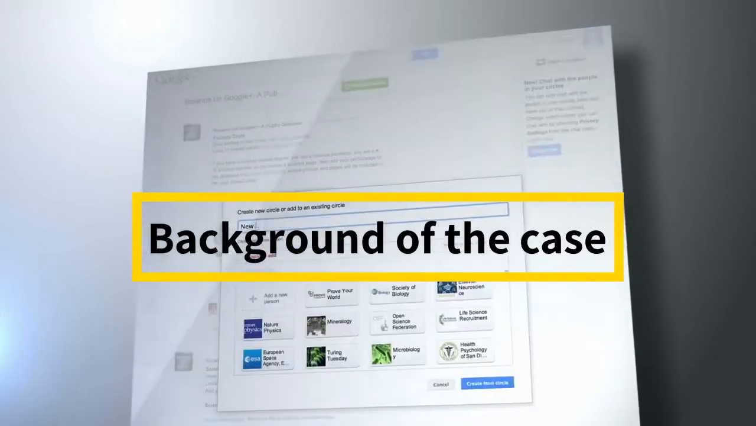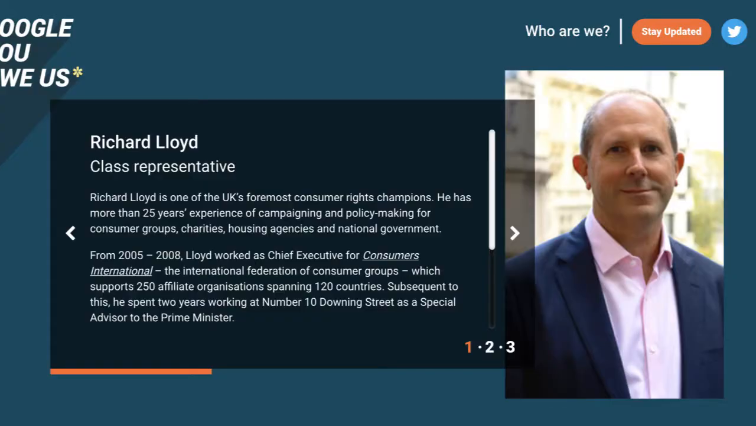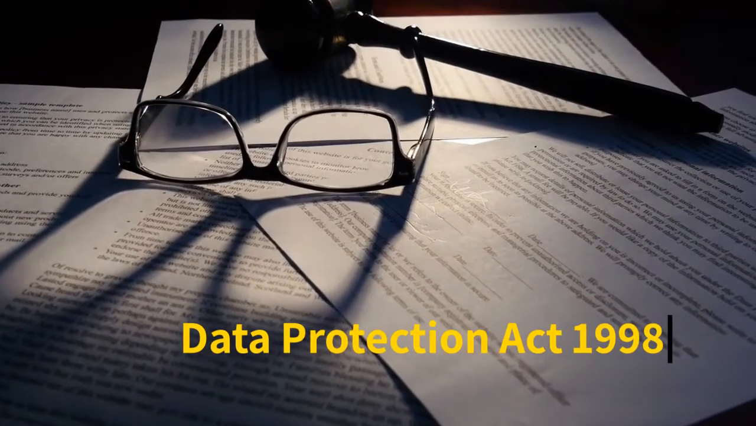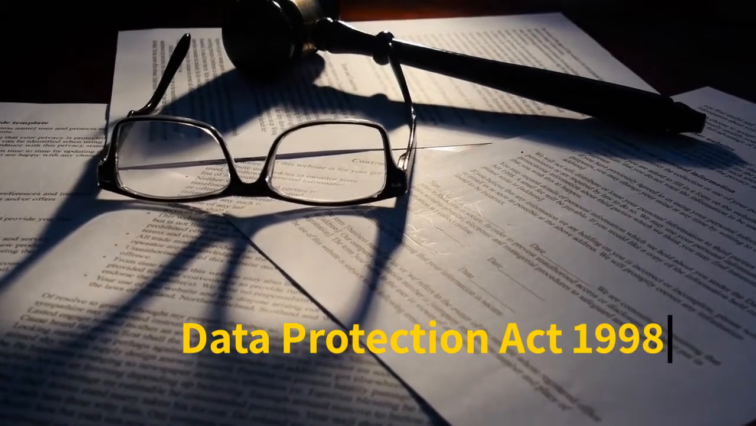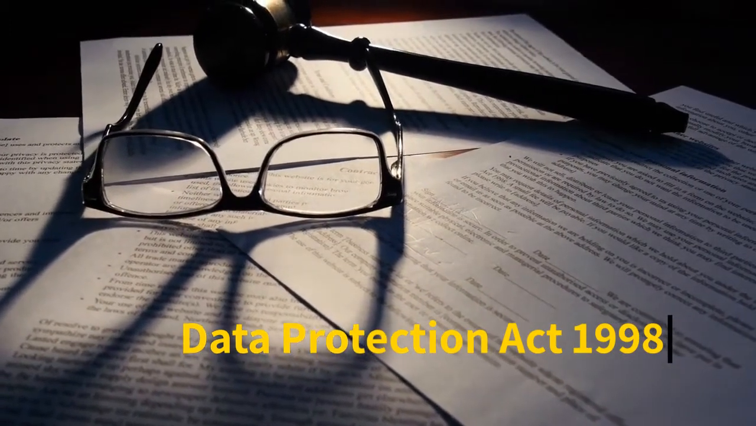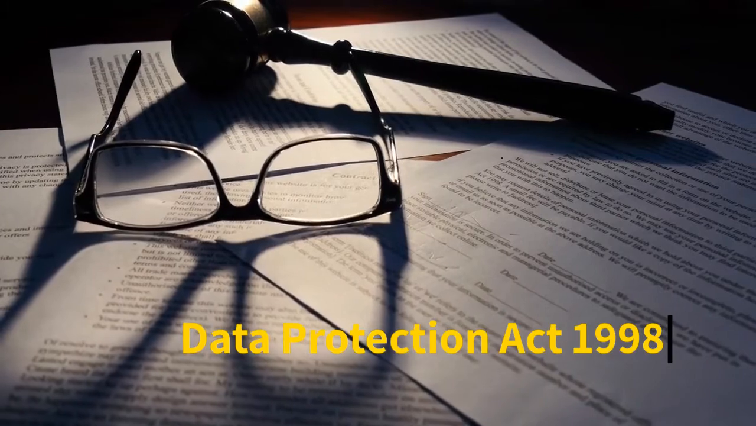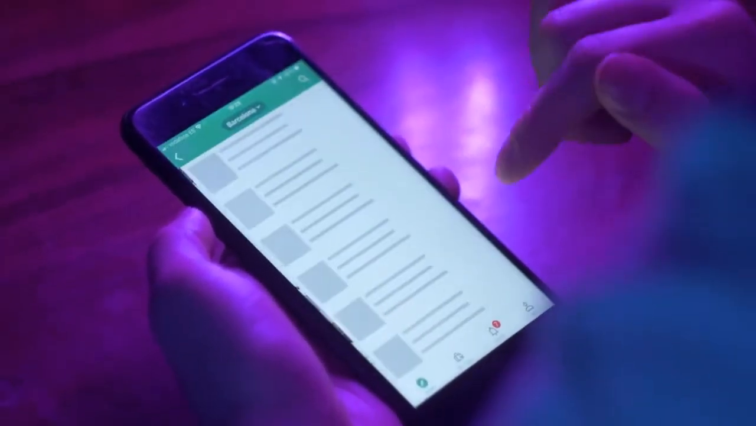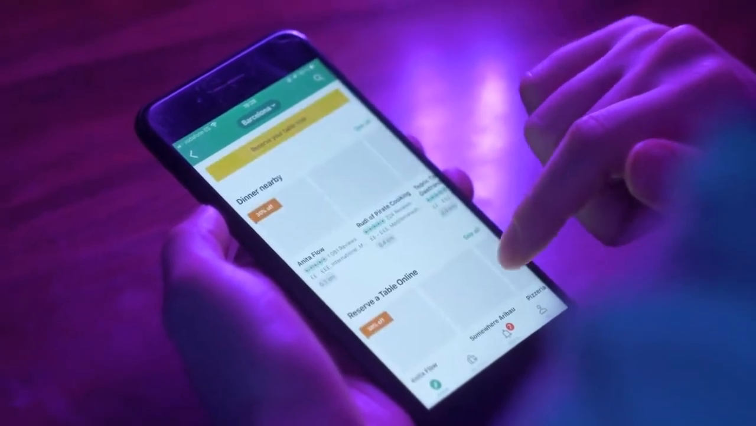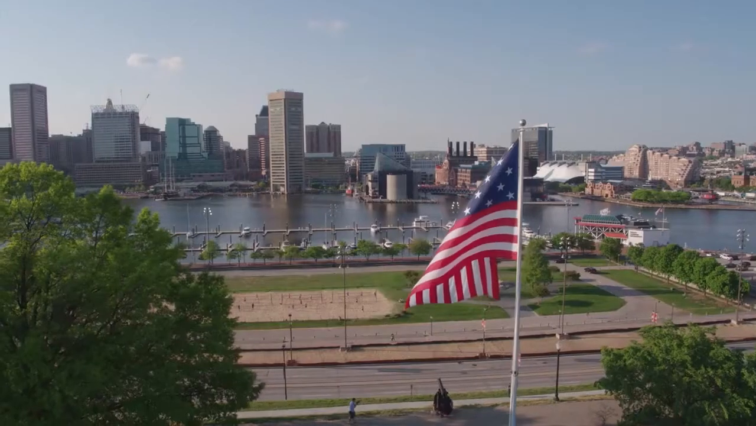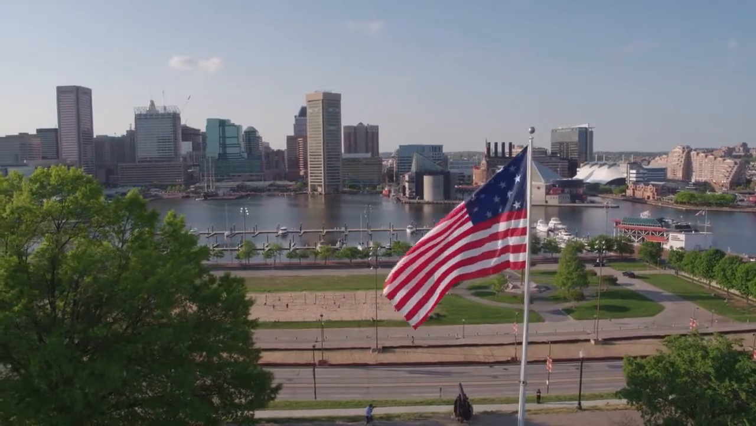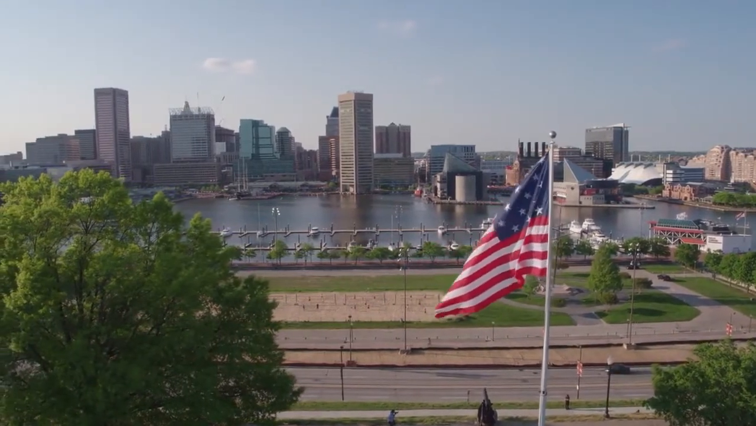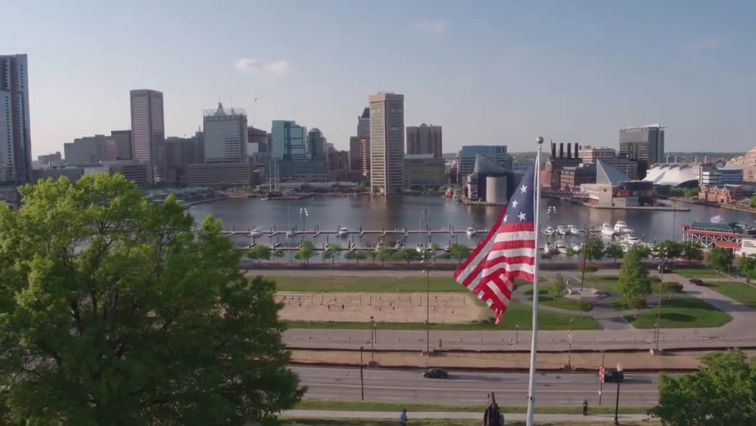The claim was brought by Richard Lloyd, a former director of the consumer group Which?, as a representative of 4 million affected iPhone users. He alleged that Google had breached its duties as a data controller under the Data Protection Act of 1998 during the period of 2011 to 2012 by collecting and using the browser-generated data of 4 million iPhone users by using a Safari workaround. The question before the court was whether the claim could be brought at all in English courts, given that Google is a US headquartered company.